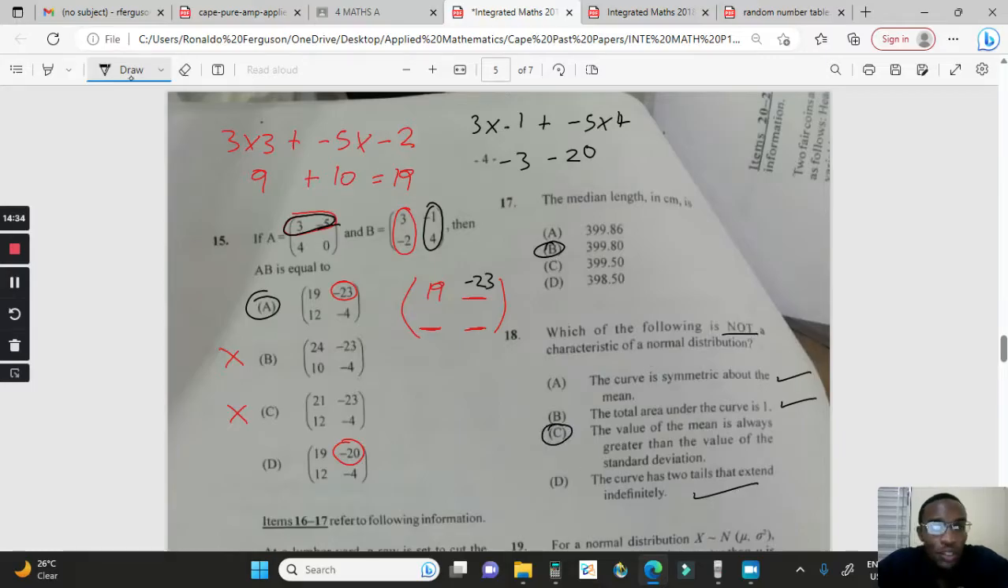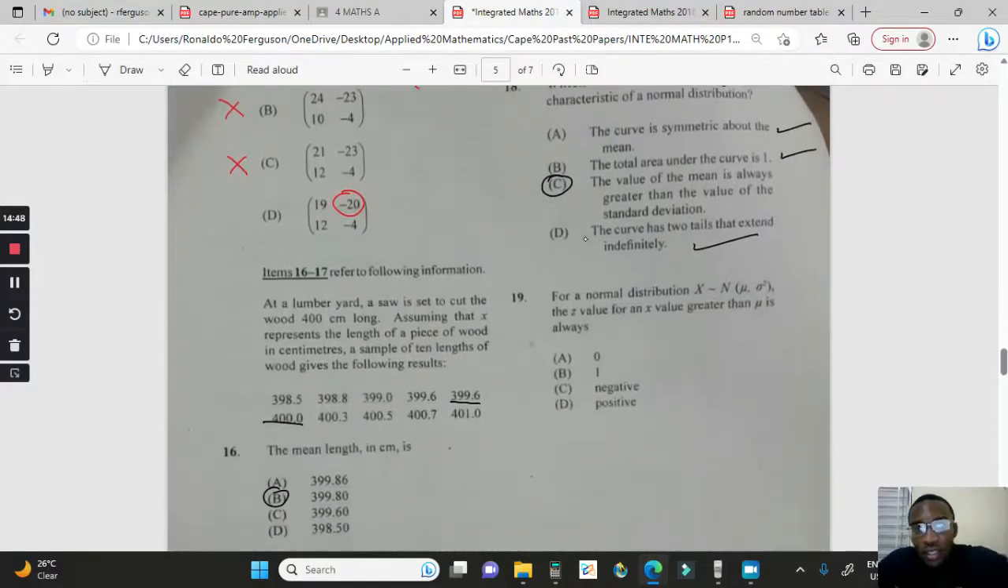Alright, the mean must be greater than the standard deviation? The mean can be 0 and the standard deviation is 1. Or the mean can be 0.5 and the deviation is 4. We don't know. Alright, so the mean doesn't have to be greater than the deviation. Now it says for an x value greater than mu, then what happens? Remember, z is x minus mu over sigma. So if x is greater than mu, then x minus mu is positive, and so the z value will be positive. All right? Yes, that's it.